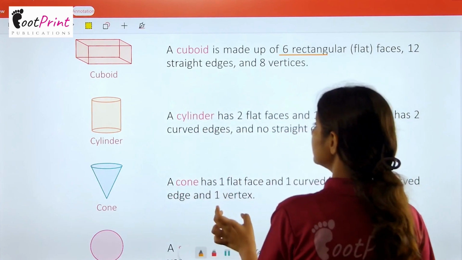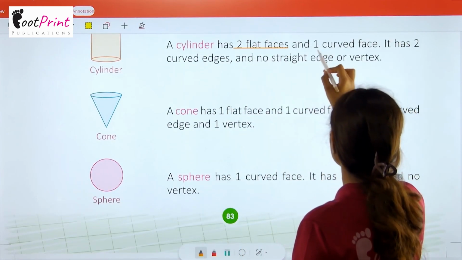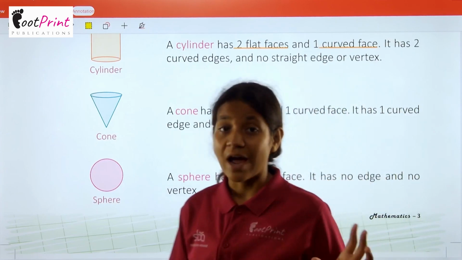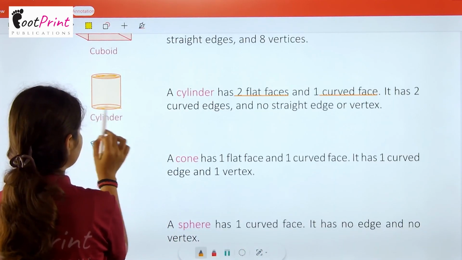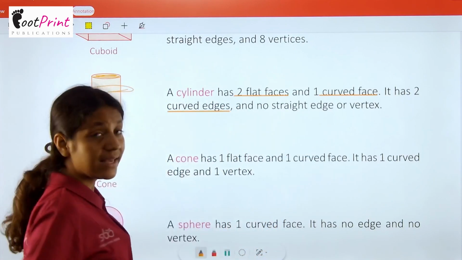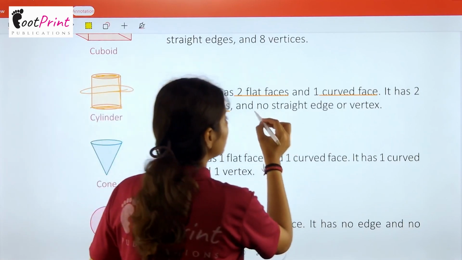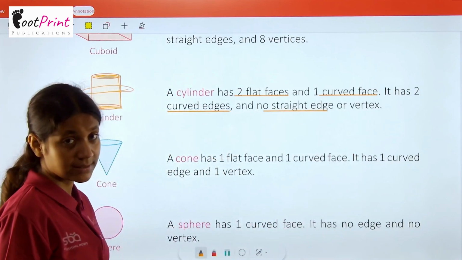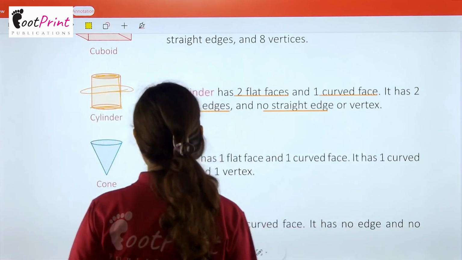Now we have a cylinder, has 2 flat faces and 1 curved face. So 2 flat faces होंगे and 1 curved face होगा. See, these are the 2 flat faces and this is a curved face. It has 2 curved edges. Curved edges भी होंगे इसके पास 2. And no straight edge or vertex. और यहाँ पे कोई भी straight edge या फिर vertex नहीं होता है.